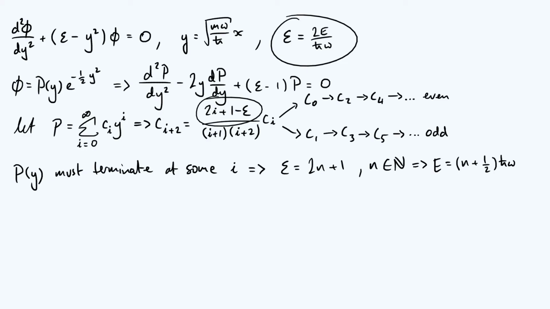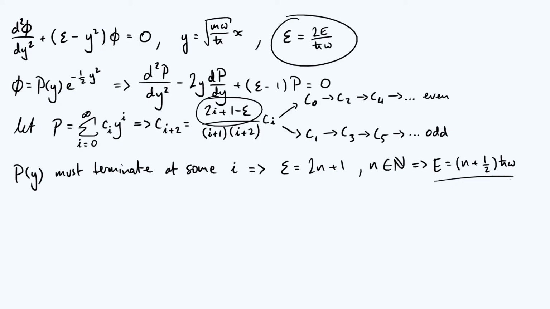Now, remembering that n can only be a natural number, the implication of that relation for E in terms of h bar omega is that there are only certain allowed values of energy E, right? If the energy is not some integer plus a half times h bar omega, then your wave function would just become infinite. And so that's not a physically allowed solution. So this is called the quantization of energy.